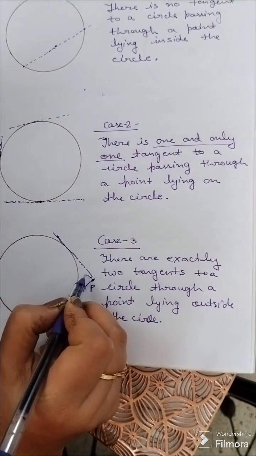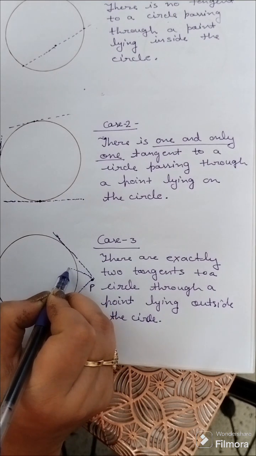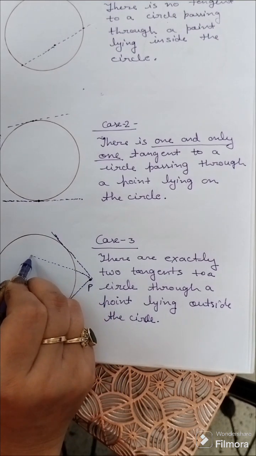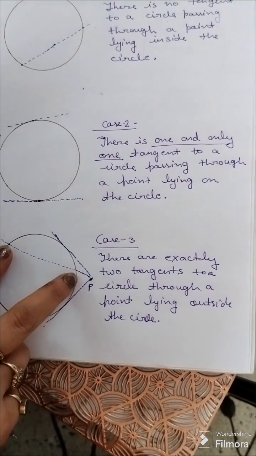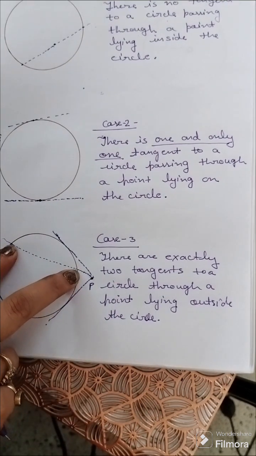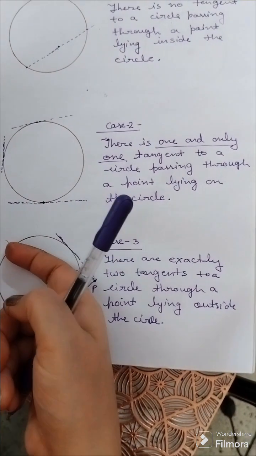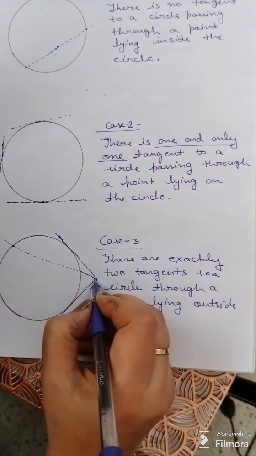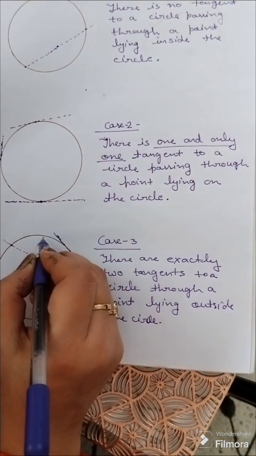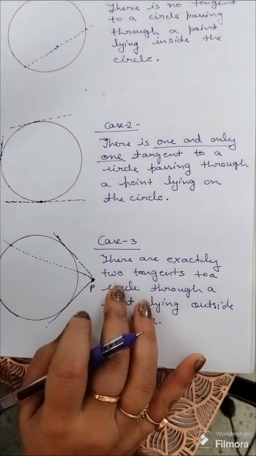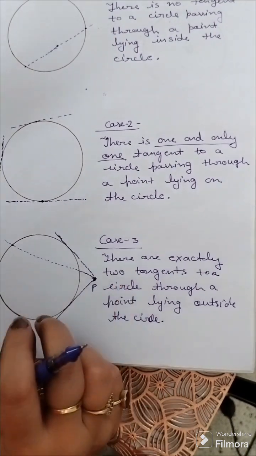For example, if I want to draw a third one, then it will cut the circumference at another point also. So it is cutting the circumference at 2 points. That is why it is not a tangent. So from any external point we can draw only two tangents. We have to understand this very carefully because our next theorem is based on this fact only.